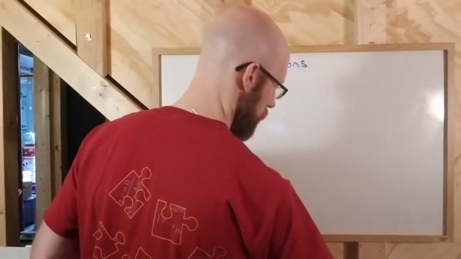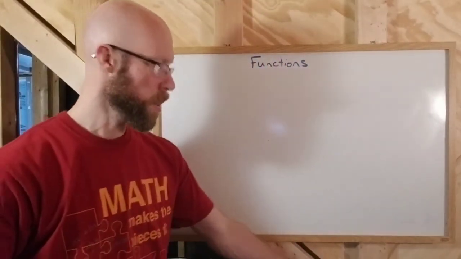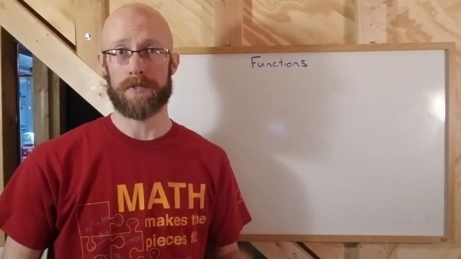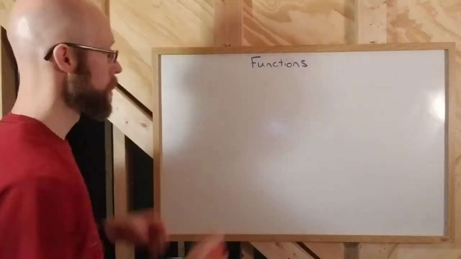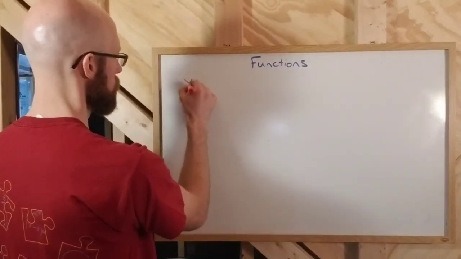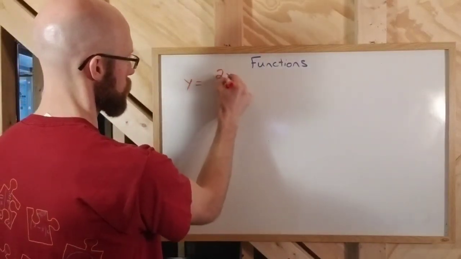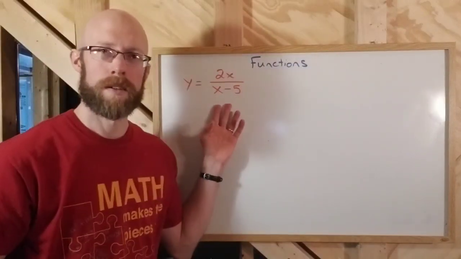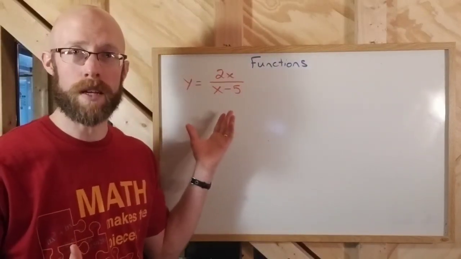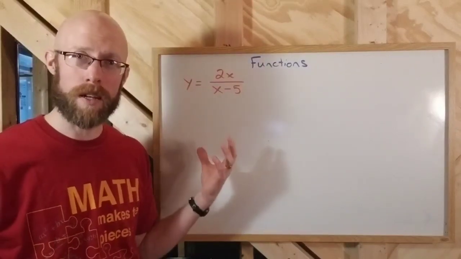What are some things that could make undefined values? Well, division by 0 is a very popular one. That's a big one. So if I had a function like y equals 2x over x minus 5, then what would be a value I can't plug in here?